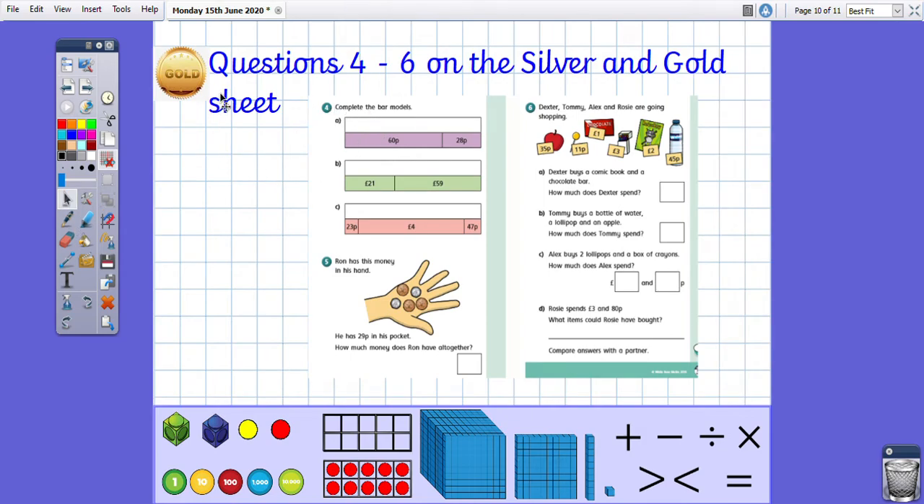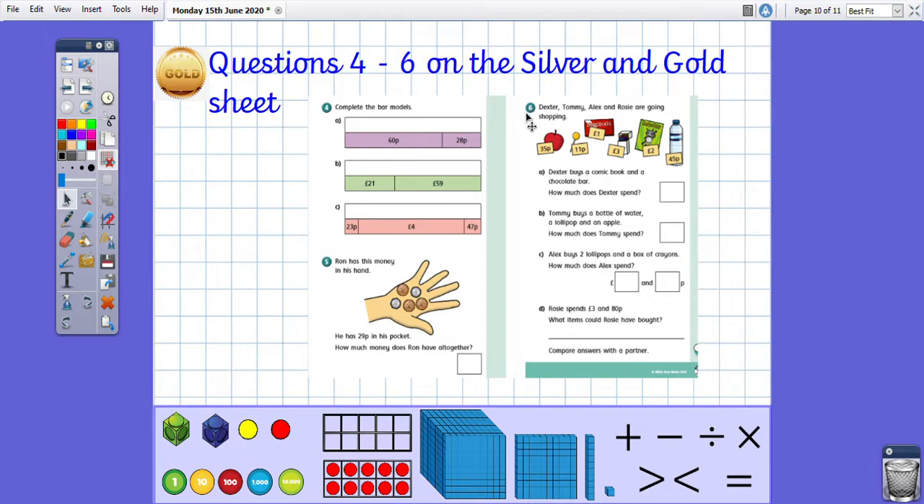Gold, you are doing questions 4 to 6 on the silver and gold sheet. So you've got some of the bar models to have a go at. Remember, our pounds column is first, then our pence, and you separate them with a decimal point. Question 5, Ron has this money in his hand and he's got 29p in his pocket. How much does he have altogether? So you need to work out how much this is and add it to 29p. I would use a number line for that.